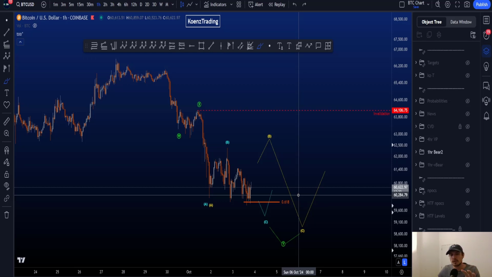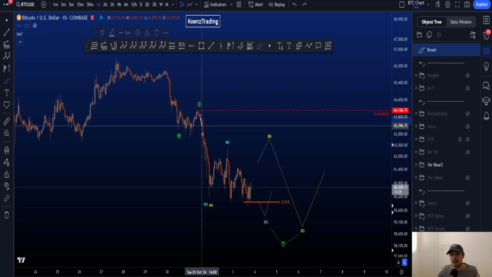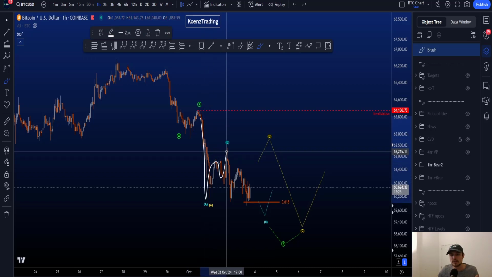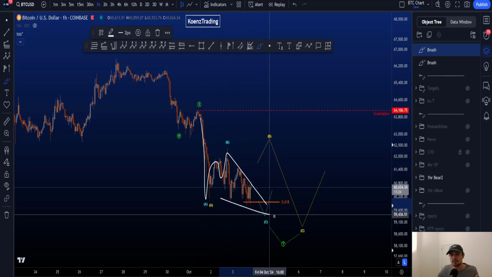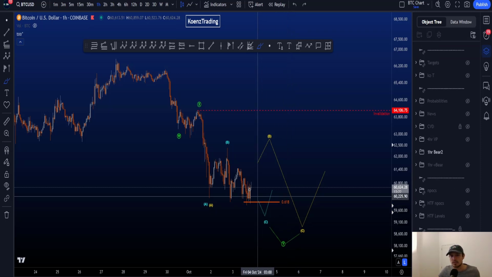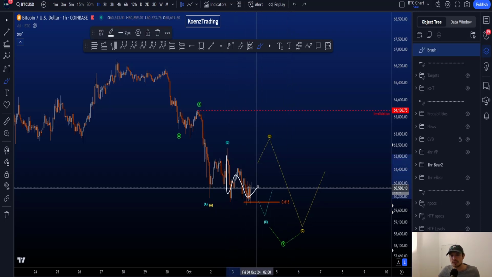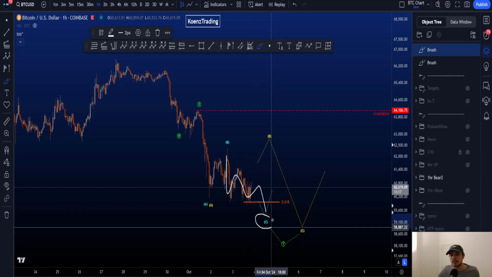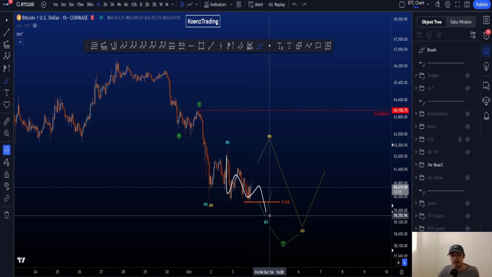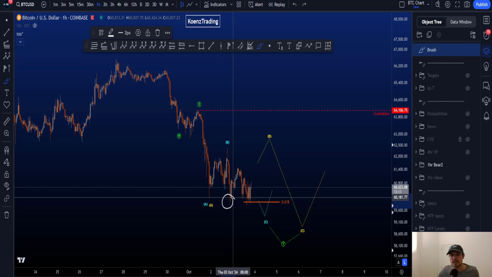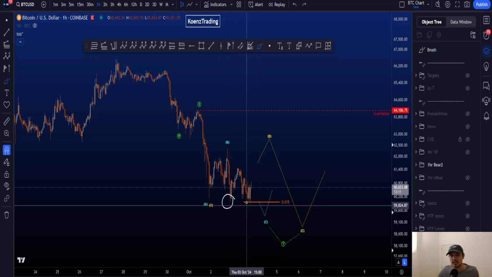Now, focusing first on the blue count, we have a wave A, a 3-wave B, and then preferably we get an ending diagonal in a wave C, 1, 2, 3, 4, 5, a 5-wave structure. Wave C has to be a 5-wave structure, so we cannot finish wave C here because the low was taken.